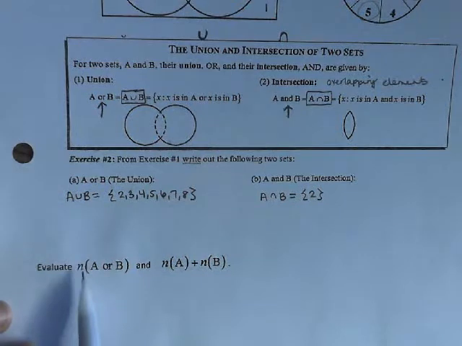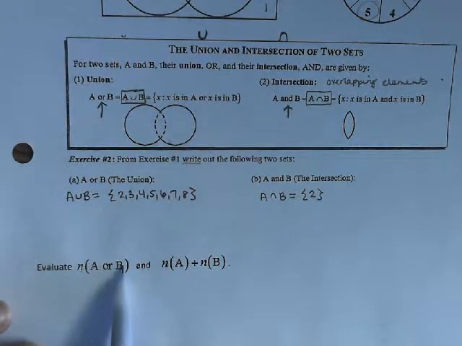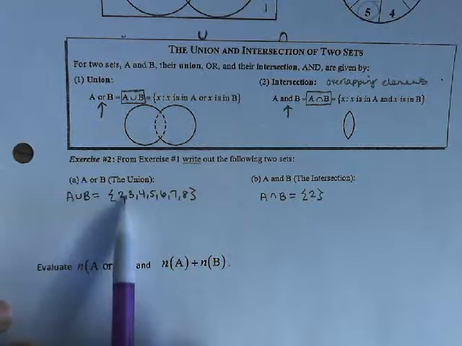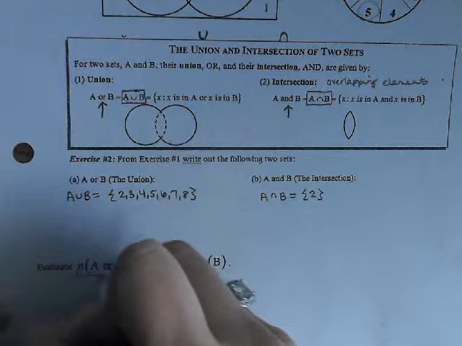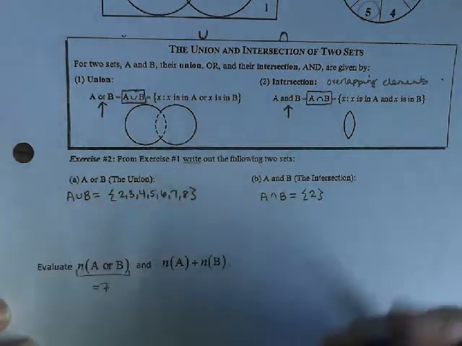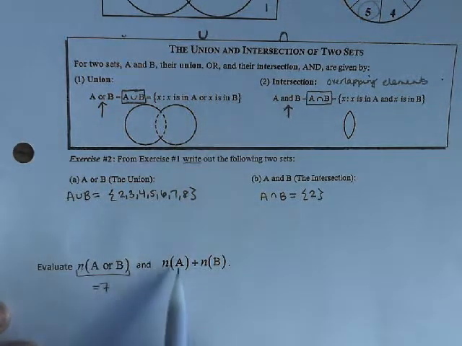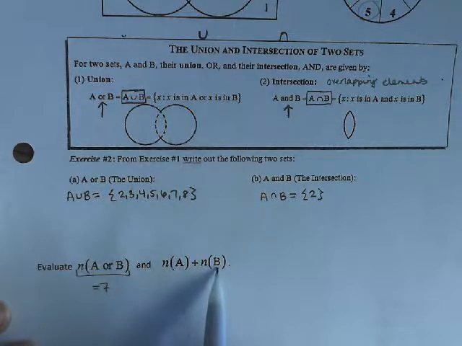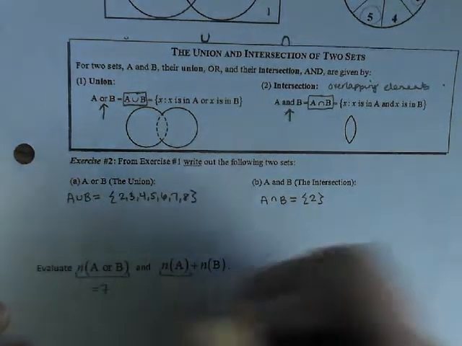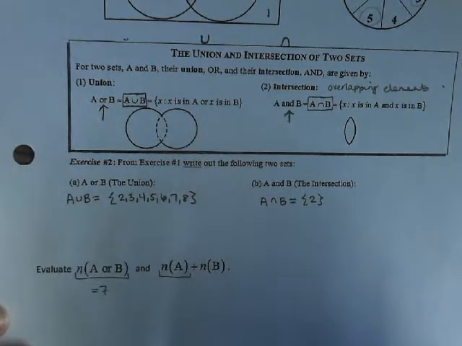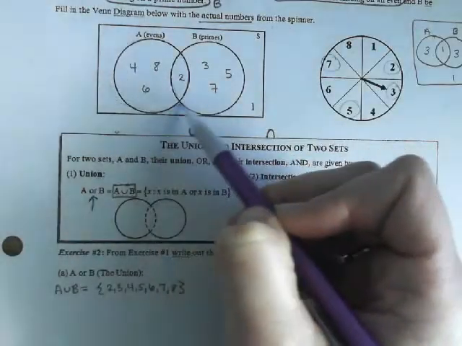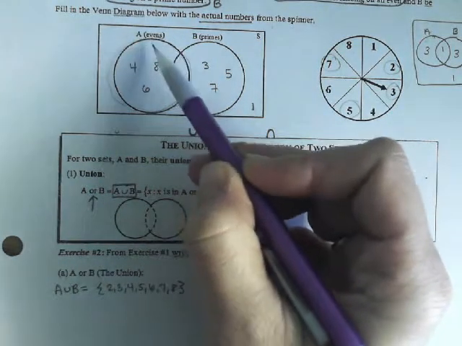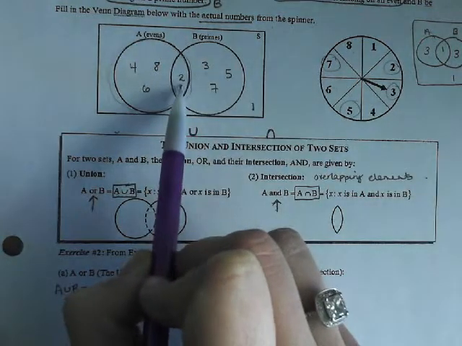But this just means the number of items in A or B. So the number of items in A or B are 1, 2, 3, 4, 5, 6, 7. We just count them up. This would equal 7. And it also wants us to evaluate them separately. What's the number of items in set A only? Look at set A. How many items are in set A circle? Yeah, 4. Okay, good. So you just didn't count that one, but that one's technically in set A. So this one would be 4.